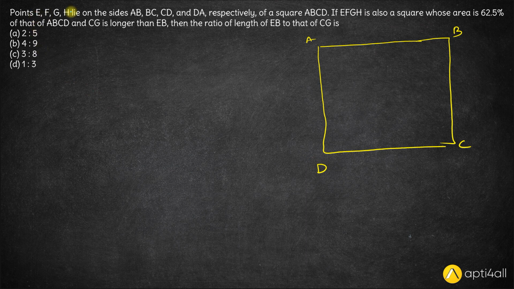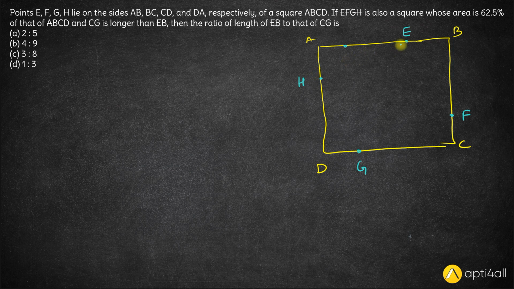Now E lies on AB. So let's say this is E. Or let's draw E somewhere here. Why is it so? I'll explain later. E is here, F is on BC, so F is somewhere here, G is on CD somewhere here, and H is on DA somewhere here.